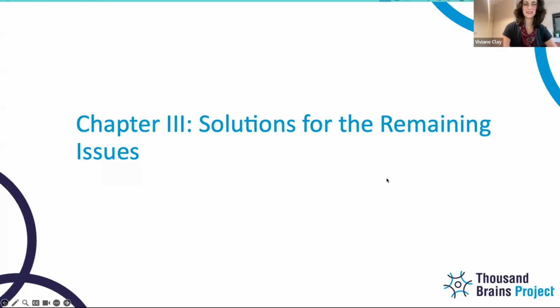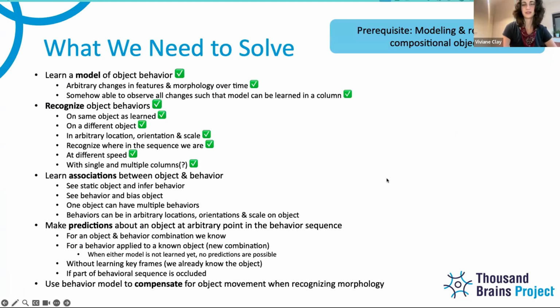Okay, so solutions for the remaining issues. Again, I'm going to do a quick revisiting of existing theory. As a prerequisite for understanding these solutions, it's useful to revisit how we think the brain models and recognizes compositional objects.